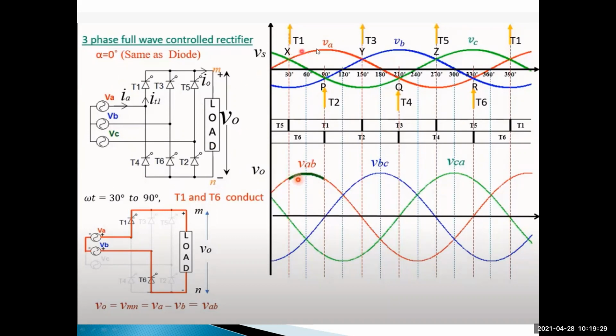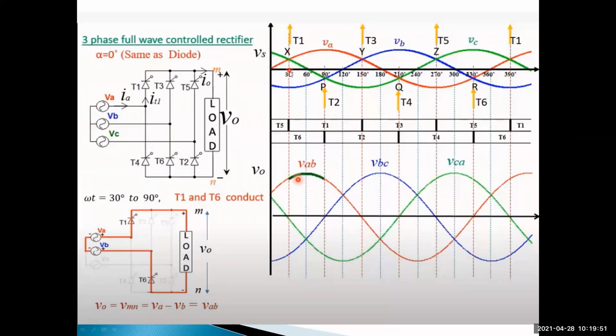So V_A is positive for this duration. This is called V_A positive, the positive peak. Here V_A is positive, here V_B is positive, and here V_C is positive. Understood? A phase, B phase, C phase. These are called phase voltages.